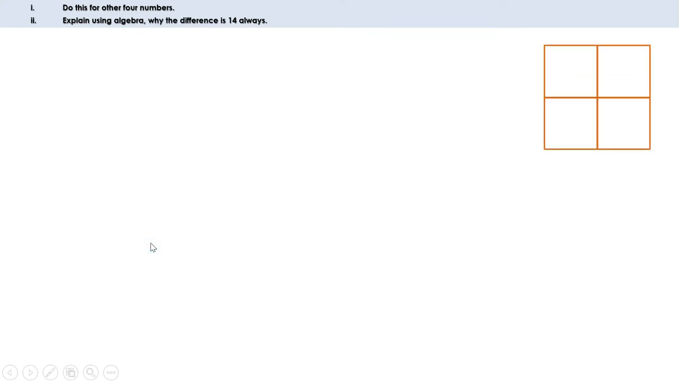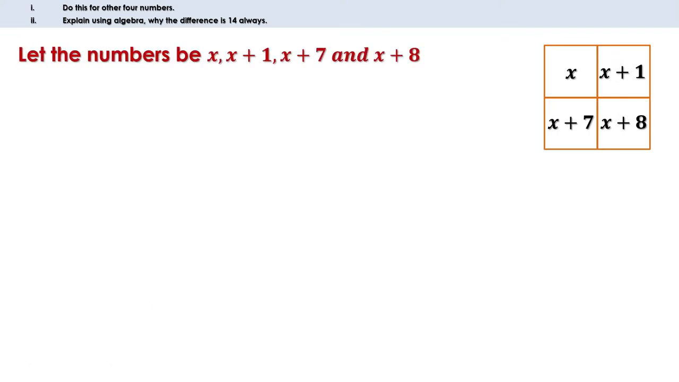Let me take the first number as x. And we have seen that the second number is 1 more than the first number. Therefore, the second number is x plus 1. The third number is 7 more than the first number. Therefore, it is x plus 7. The fourth number is 8 more than the first number. Therefore, it is x plus 8. That is, the numbers are x, x plus 1, x plus 7 and x plus 8.